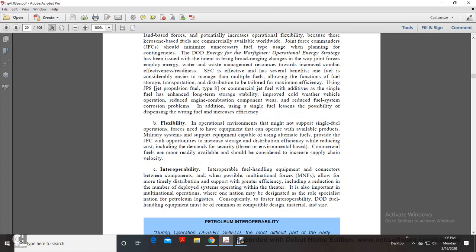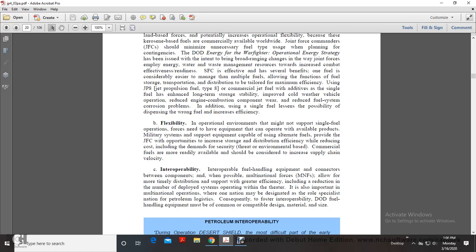Flexibility: the operational environment might not support a single fuel operation. Forces need to have the equipment for combat with available product, with military-specific systems and support equipment capable of using alternative fuels, as provided by the joint force commander.